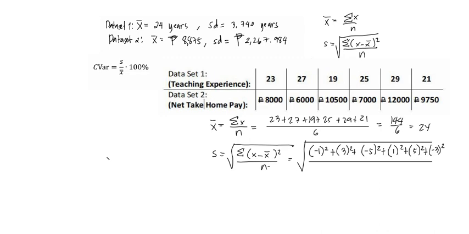N minus 1 pala tayo, guys. Kasi sample standard deviation. We just divide by n when it's going to be a population. So, n minus 1 tayo, 6 minus 1. So, that's going to be 5. And then, the square root of 1 times 1 is 1, 3 times 3 is 9, plus 25, plus 1, plus 25, plus 9, divided by 5.